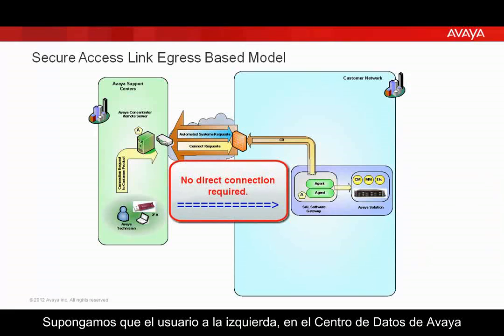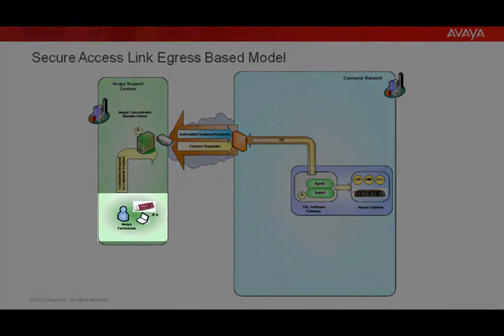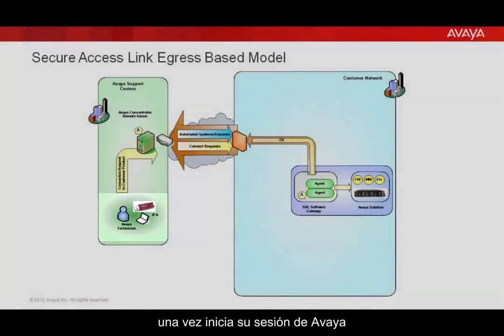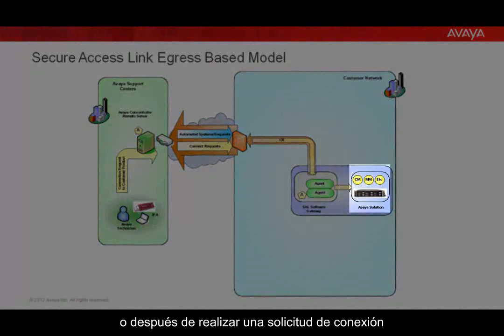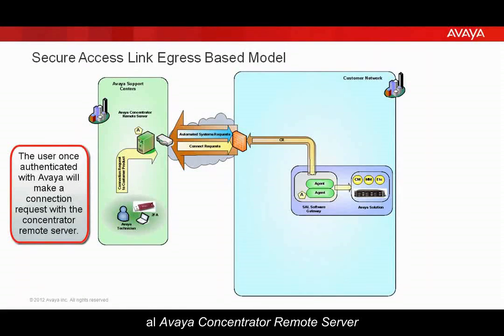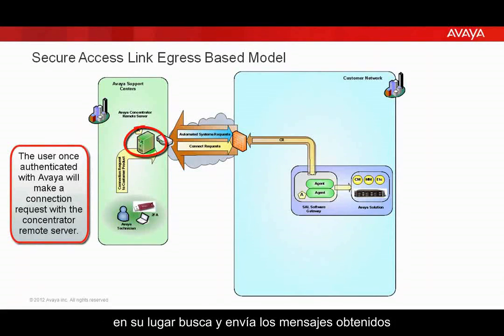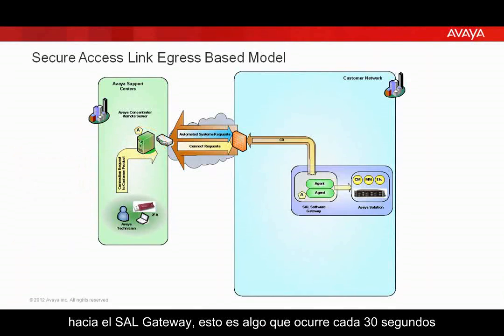Let's suppose the user on the left at the Avaya data center wants to connect to this Communication Manager or CM server in your network. The user, once authenticated via two factors at Avaya, will first need to make a connection request with the Avaya concentrator remote server. This connection request never leaves Avaya, however, but rather sits and waits for polling messages from the SAL gateway, which occur every 30 seconds.